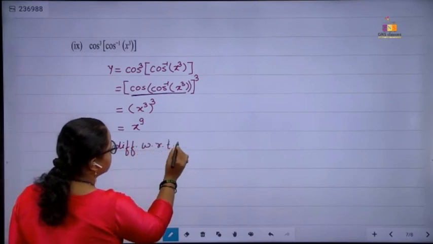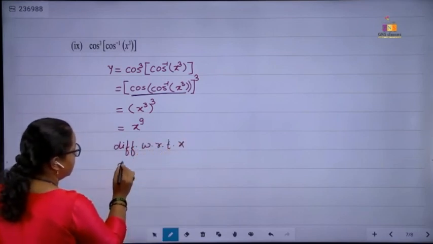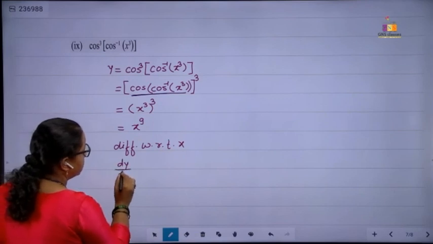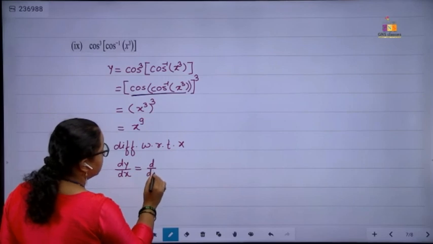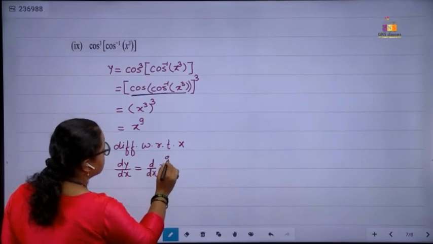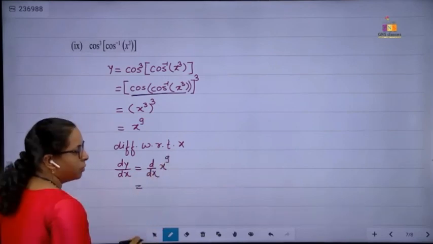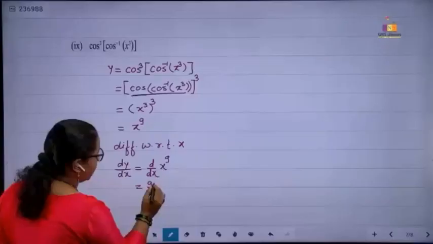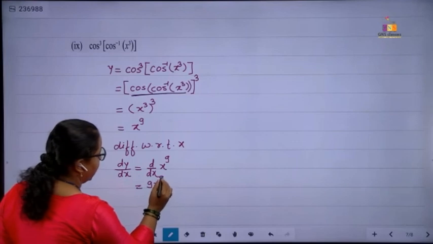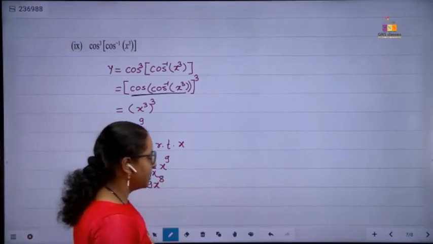Differentiating with respect to x. LHS dy by dx is equal to d by dx of x raised to 9. What will be the derivative of x raised to 9? 9 x raised to 8. Understood? Yes.